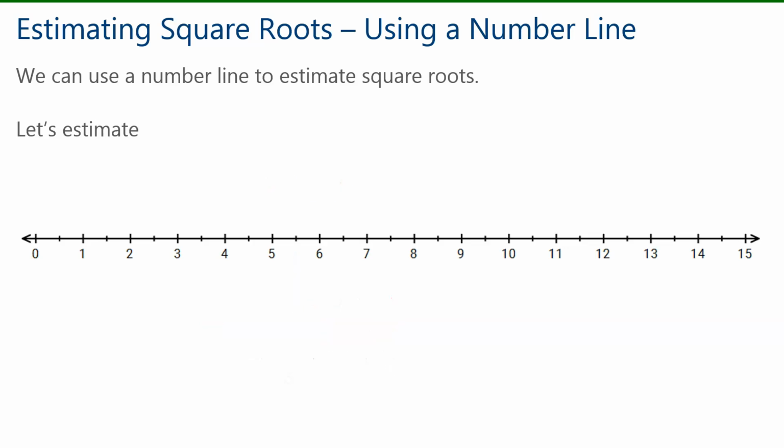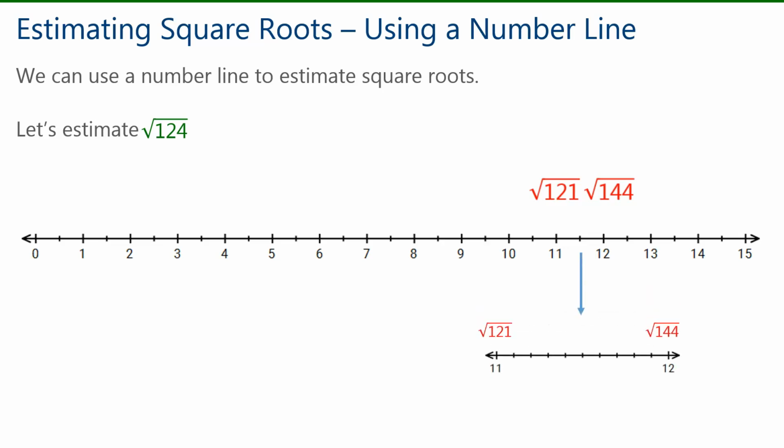Let's look at another example. Let's estimate the square root of 124. Well, I know that the square root of 124 is going to fall between the square root of 121 and 144. So if we enlarge that piece of the number line again, the square root of 124 is really close to the square root of 121. So if I'm going to estimate the square root of that between 11 and 12, I can see that it's really close to 11. So I would probably estimate the square root of 124 to be around 11.1.